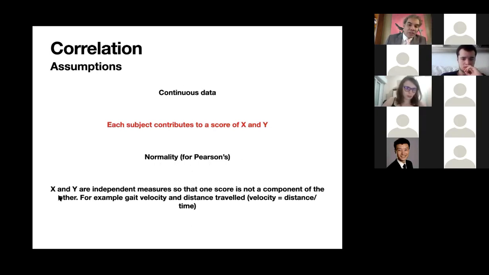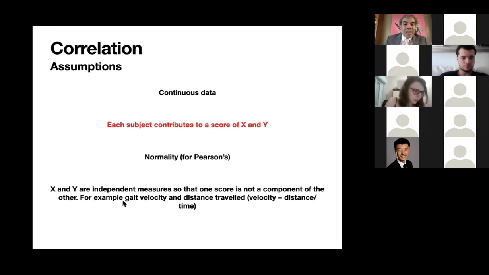And this is important. X and Y are independent measures, so that one score is not a component of the other. It's not fair, and it's not the right way to do correlations, to use dependent measurements. They must be independent. Okay?